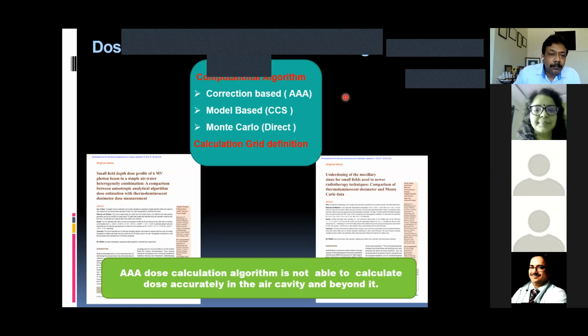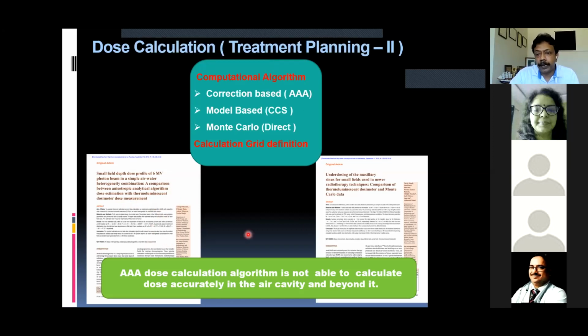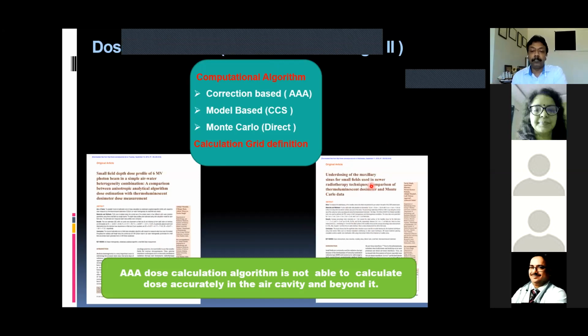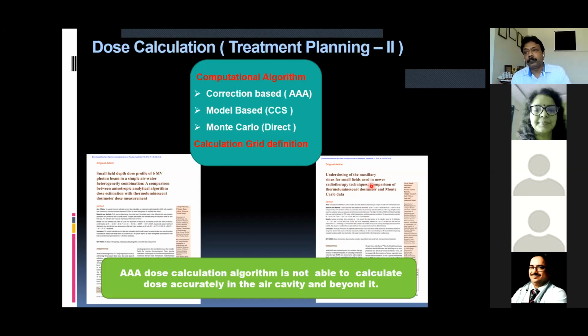So for small fields, we compared the dose distribution estimated by the treatment planning system with the measured dose in a phantom study, and another is clinical situations where we compare the estimated dose with Monte Carlo data. We observed that the AAA dose calculation algorithm is not able to calculate the dose accurately in an air cavity and beyond this air cavity. So in the distribution you will see a very good distribution, but actually this may not happen in all cases. It all depends on your calculation algorithms.